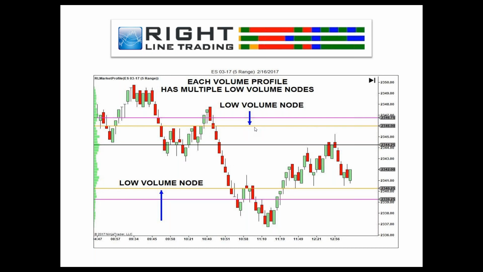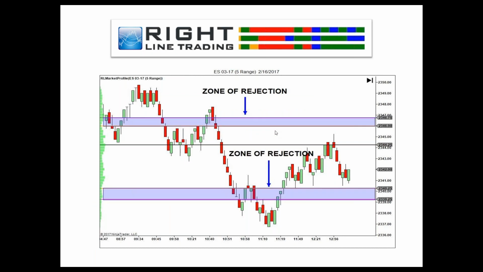So price, when it rises into that low volume node, is also going to get rejected. And when it moves down to this low volume node, it's also going to get rejected. Now it's rejected for a different reason than it's rejected by the value area high and value area low. So it's an independent force that comes to bear on price when it approaches these areas. And that's what makes these areas so important and also so powerful.